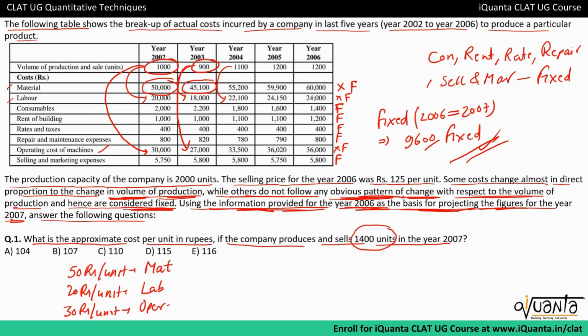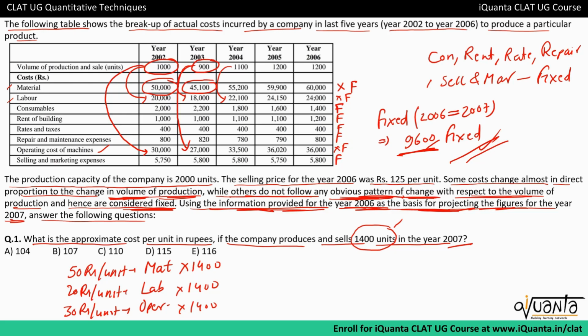So if I find out the total cost in year 2007, either I can multiply every unit with 1400. Okay, then I'll be getting the total non-fixed cost, then I'll add the fixed cost to it. I want to find out the approximate cost per unit and I'll divide it by 1400. That will be our answer. But there's a way to generalize the situation.